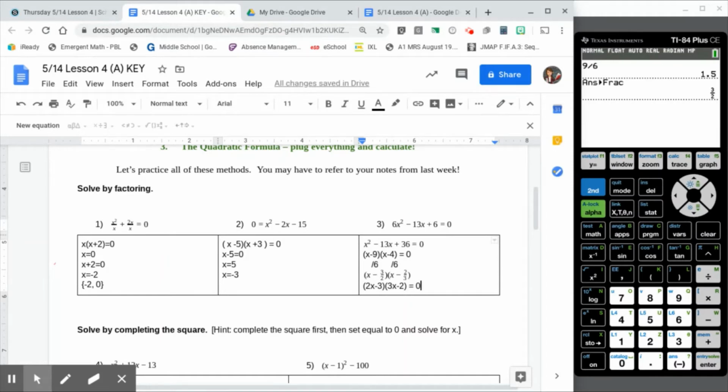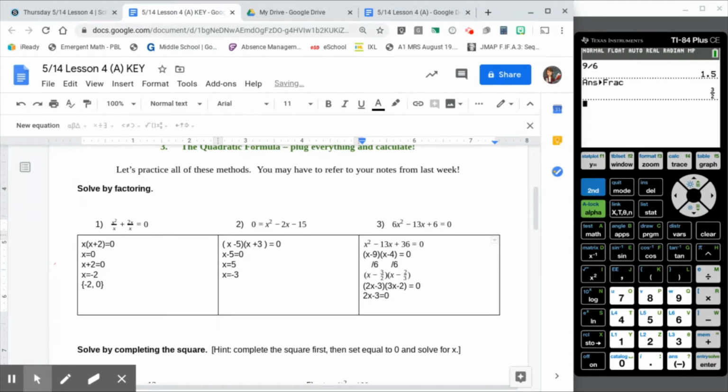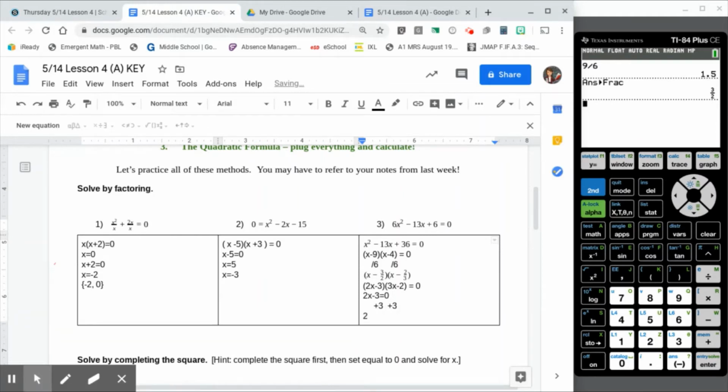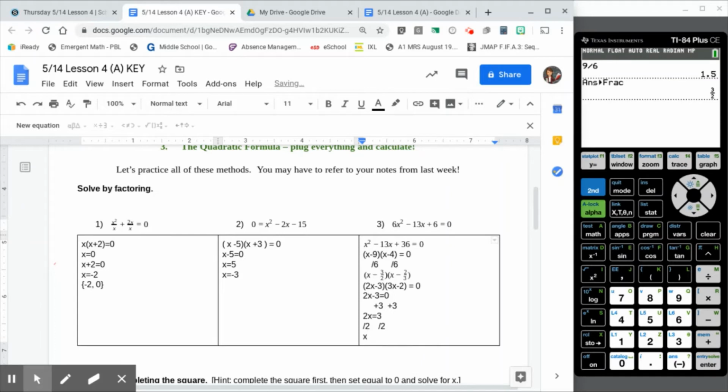So we have to do 2x minus 3 equals 0, and we need to solve here. So that means I'm going to actually do this one because this has some more pieces. We have to add 3 to both sides. So we get 2x equals 3. We are not done. You have to divide both sides by 2. So we get x equals 3 over 2, or 1.5.